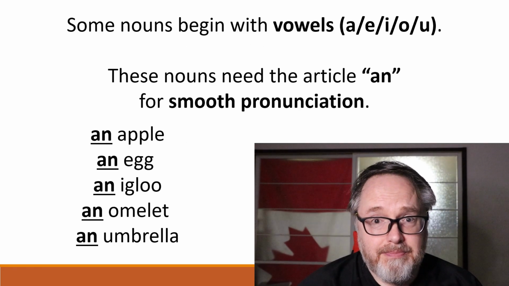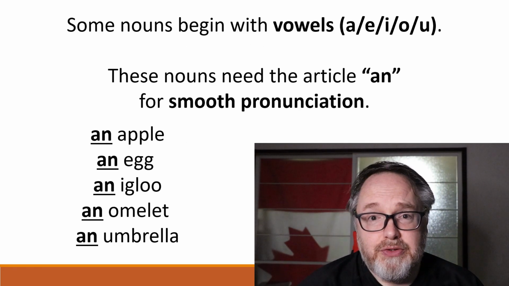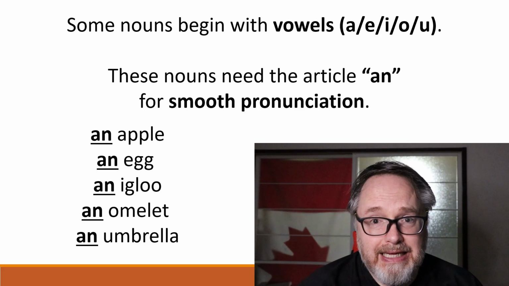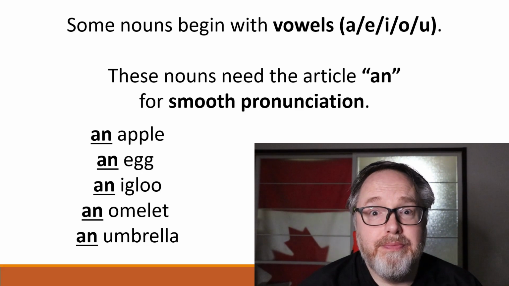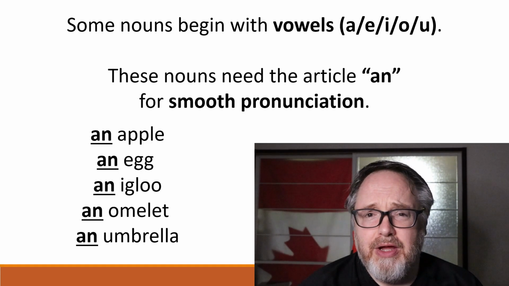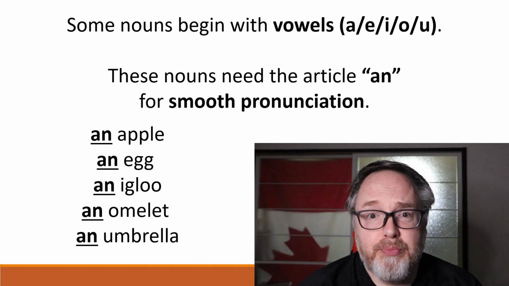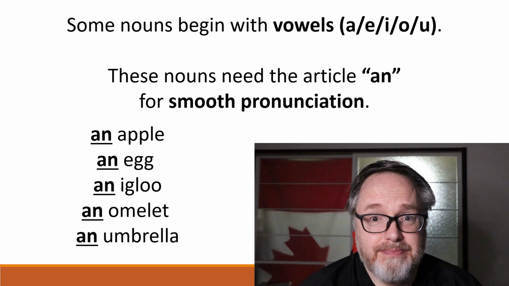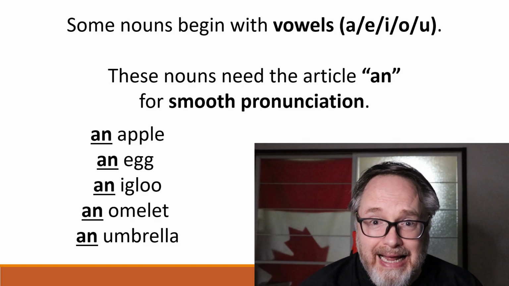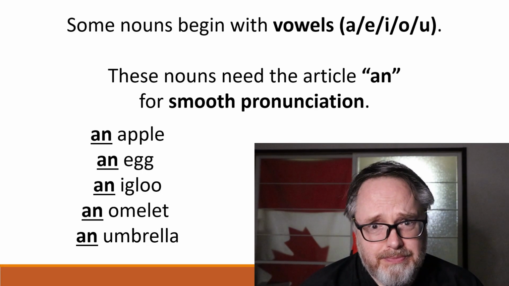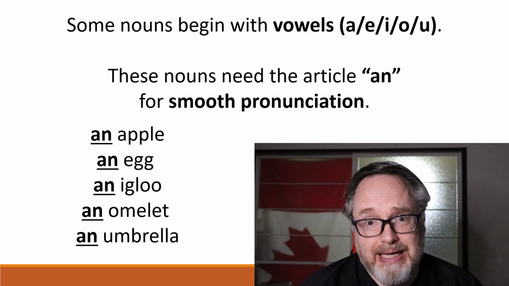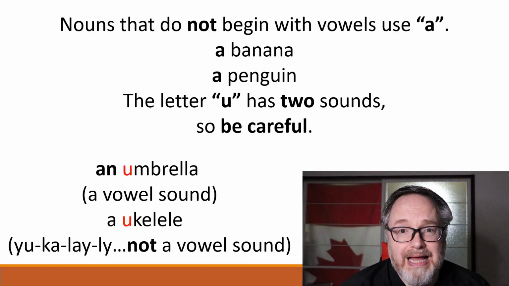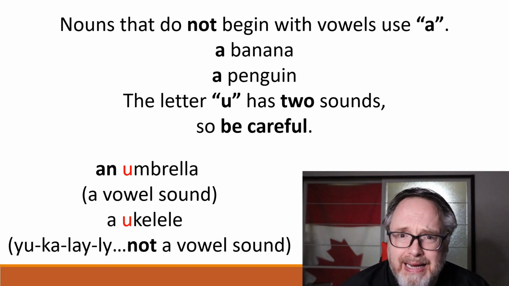Moving to the next slide. Some nouns begin with vowels, A, E, I, O, U. These nouns need the article an for smooth pronunciation. An apple, an egg, an igloo, an omelette, an umbrella. Nouns that do not begin with vowels use a: a banana, a penguin.